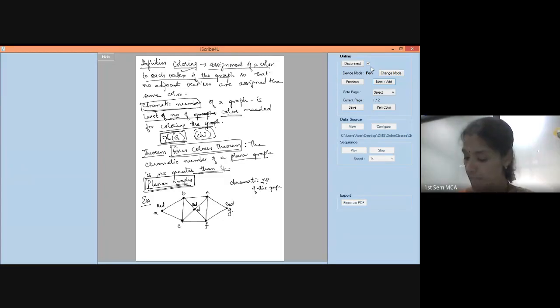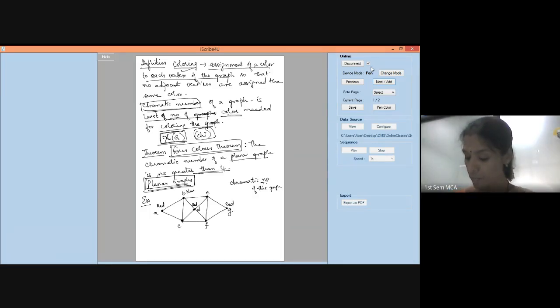Okay. Now we have four more. We have colored three vertices which are not adjacent to each other. We have four more vertices. We have to color B, C, E, F. None of these four vertices can have the color red because all are adjacent to D. Now for B, I will color the vertex B as blue.